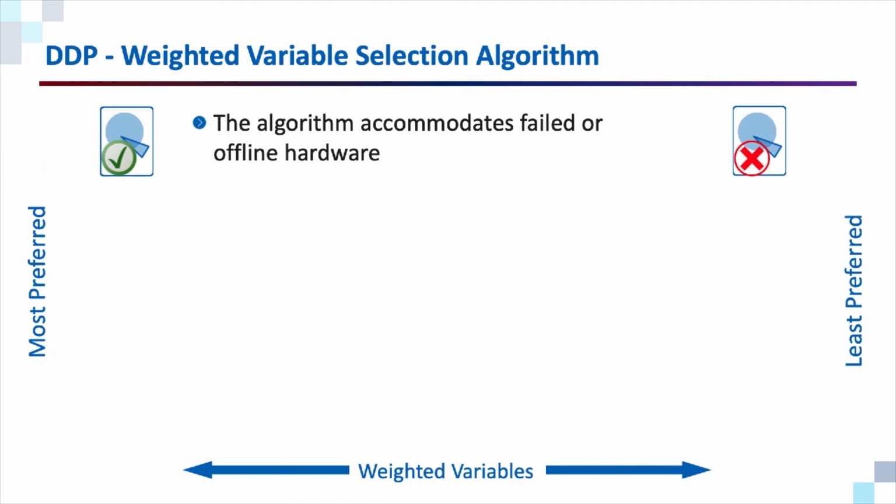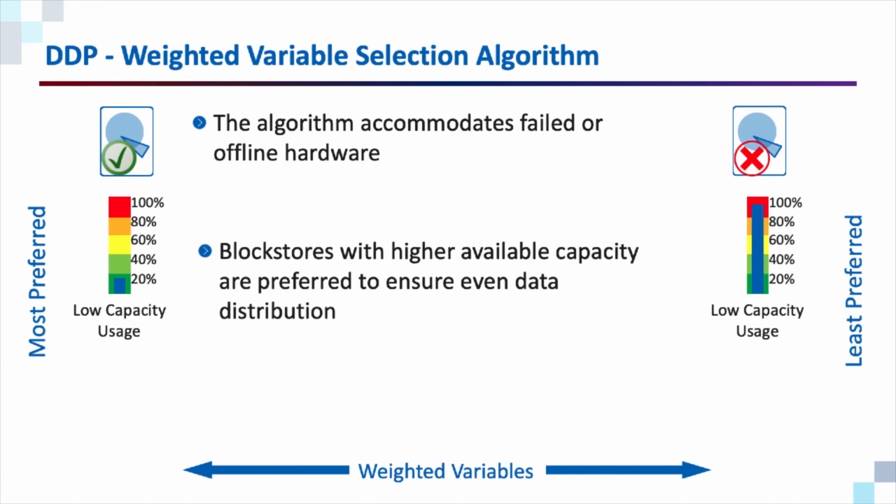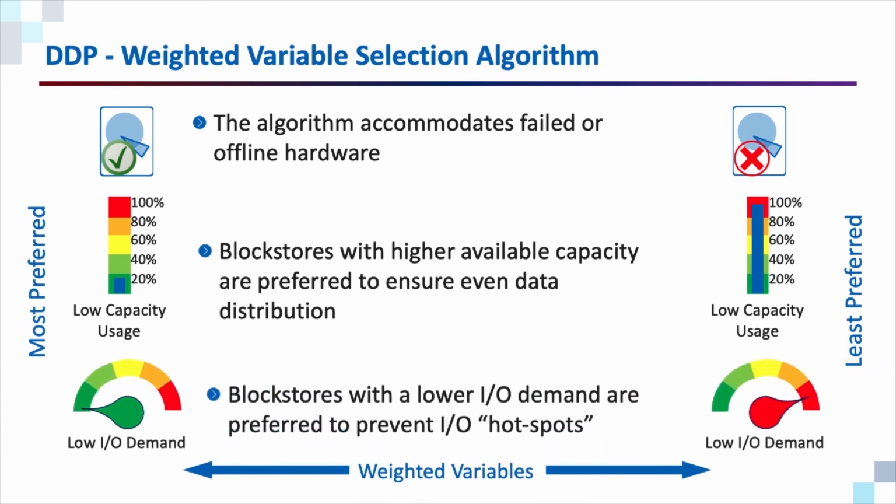So in review, DDP is a weighted variable selection algorithm, and the algorithm accommodates failed or offline hardware. Block stores with higher available capacity are preferred to ensure an even data distribution. And block stores with lower I/O demands are preferred to prevent I/O hotspots.